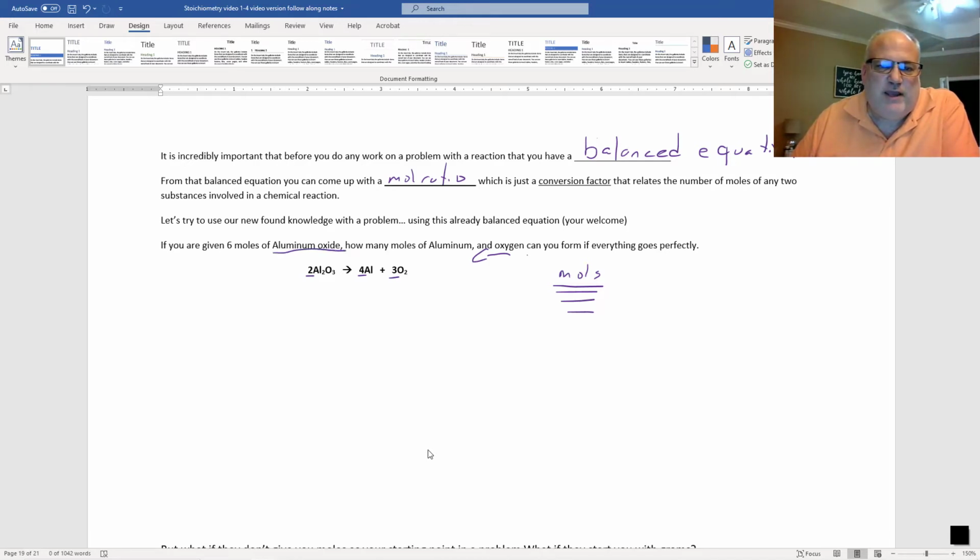So if I start you off in a problem and I say, given 6 moles of aluminum oxide, and by the way, if you're looking at the things here and you're like, I don't know what aluminum oxide is, well, take a look at the equation. It can't be Al, because that's aluminum. It can't be O2, because that's oxygen. By default, isn't it this guy right here?